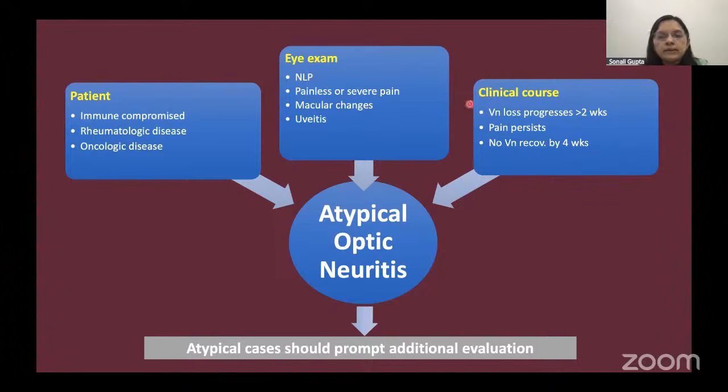And again, the clinical course: vision loss progresses beyond 2 to 4 weeks, there is persistent pain for a long time, and no visual recovery starts even after 4 weeks. So all these tell us that there could be something more going on. It is not just a typical optic neuritis, and we may need to do neuroimaging or blood tests to look at what is going on.